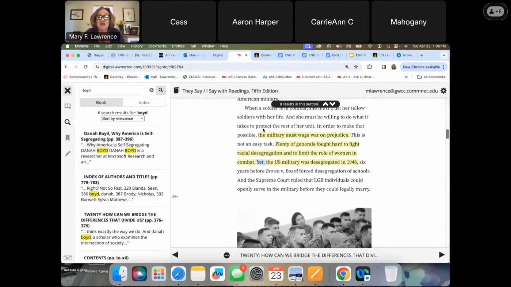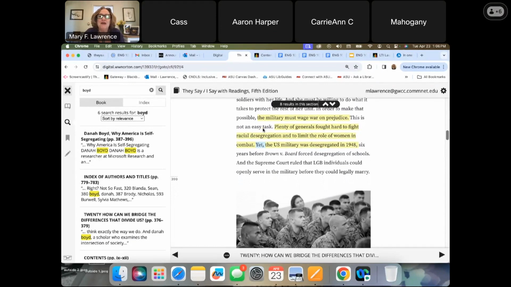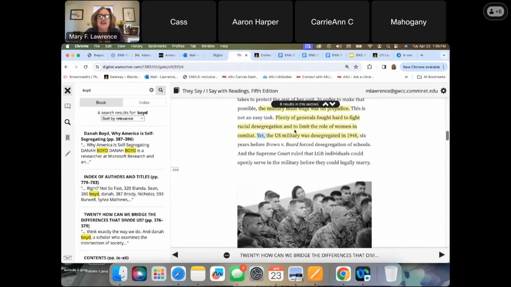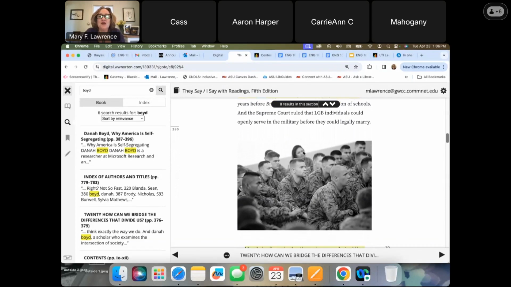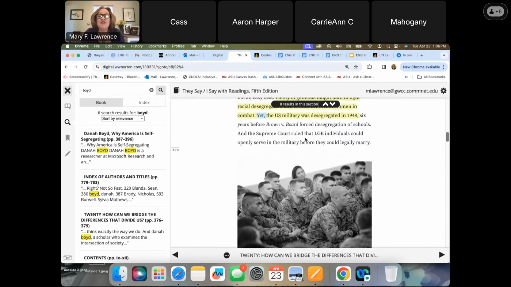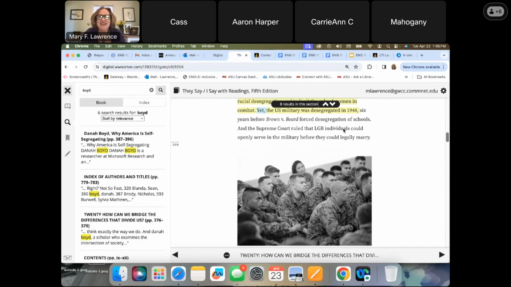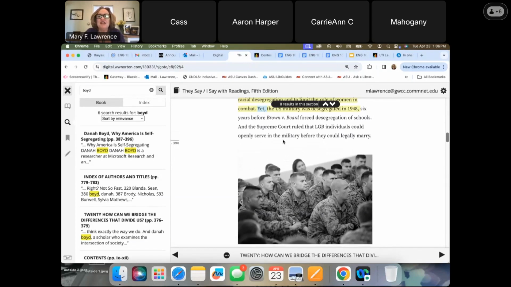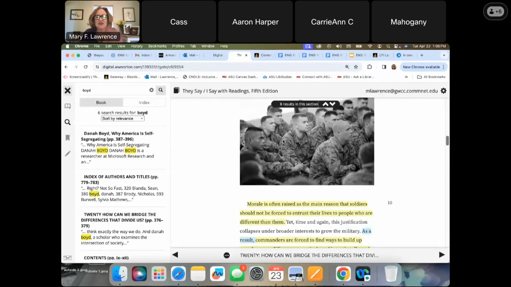So there was that gender discrimination in the past, and there was racial discrimination in the past. And both of those came up in the military, and the military was forced to make changes to accommodate those shifting perspectives. The United States military was desegregated in 1948, 6 years before the desegregation of schools. And then also, she says, LGBTQ individuals could openly serve in the military before they could legally marry.